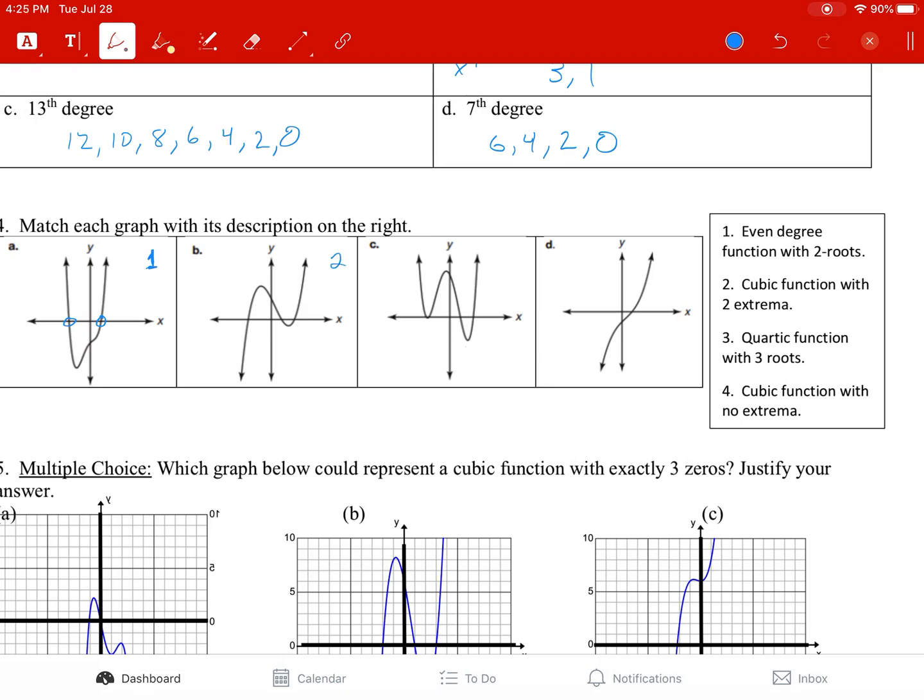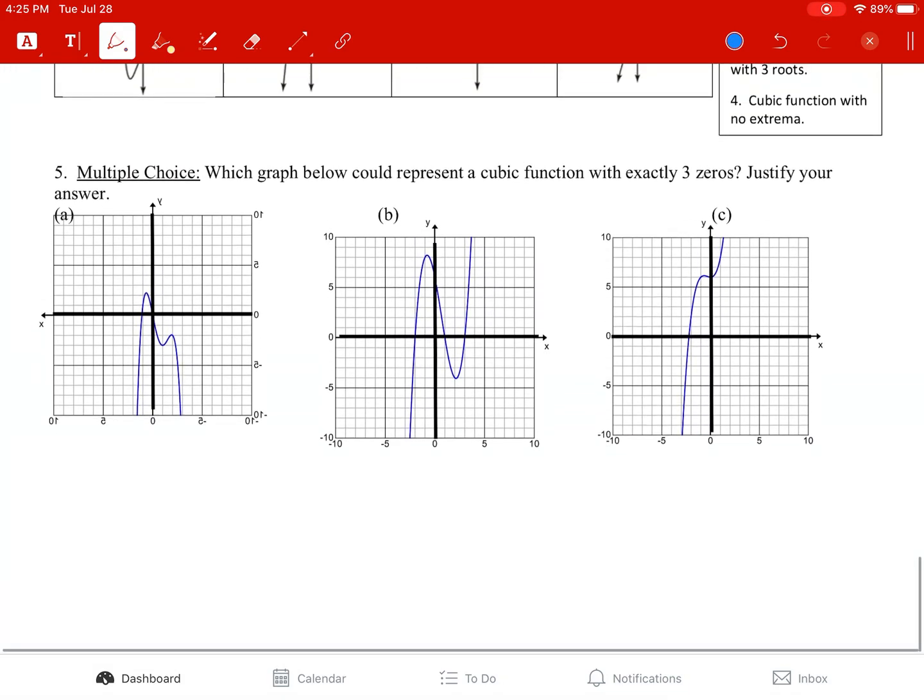Okay. A quartic function with 3 roots is an even degree, which means it's going to be C, because the start and the finish of the graph are going to be going in the same direction. So this is 3, and that means this has to be 4. So a cubic function with no extrema, and that's what D is like. There's no extrema, there's no peak or valley.